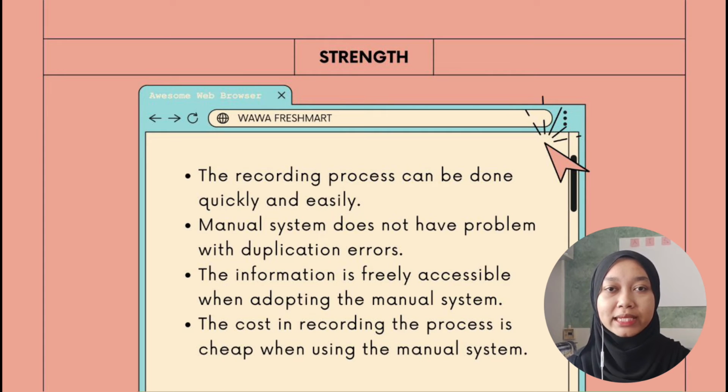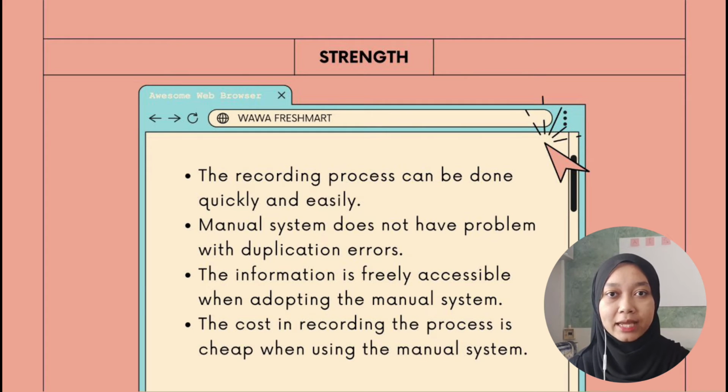I would like to explain the strengths and weaknesses of the internal control procedure of Wawa Freshmart, which uses a manual accounting system to record the revenue cycle. Based on the interview that has been conducted with Wawa Freshmart, the recording process can be done quickly and easily. Since Wawa Freshmart is just a small business that carries out activities of wholesale, selling and supplying raw materials, it is easy for them to apply the manual accounting system to record the revenue cycle.